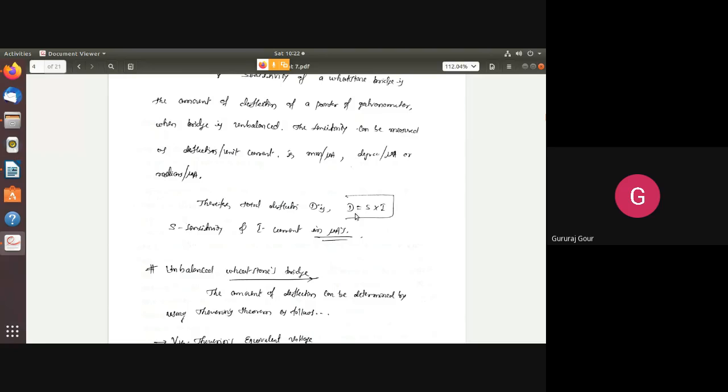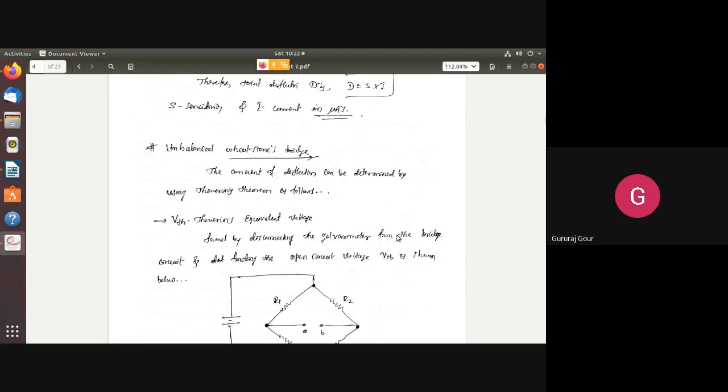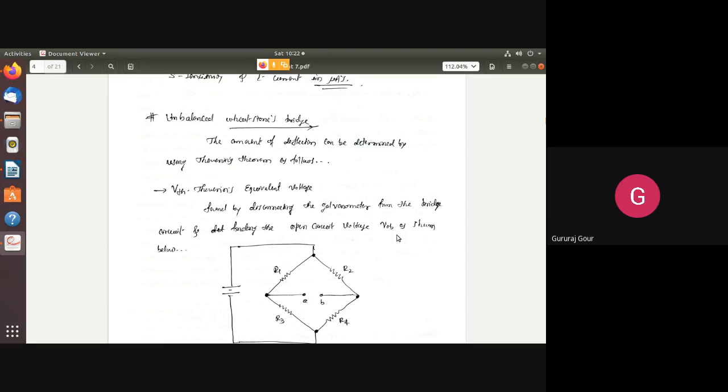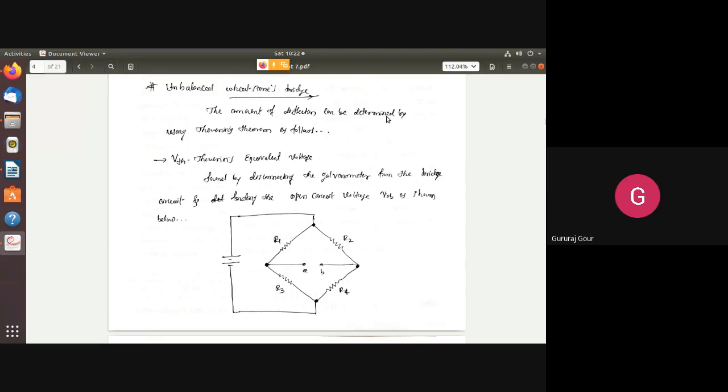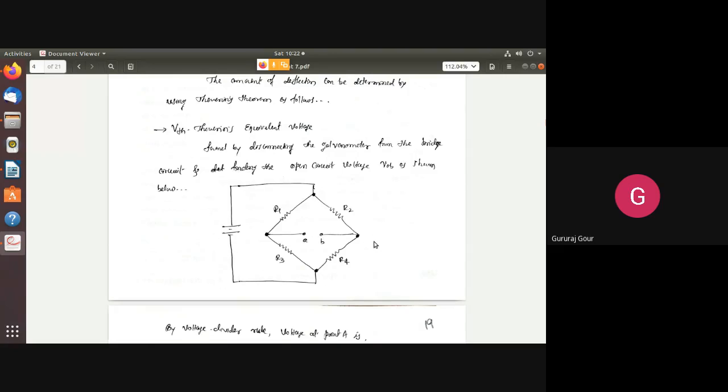So the sensitivity is given by this formula, the relation between the sensitivity and the deflection. D equal to, that is the total deflection, is equal to sensitivity into the current in terms of microamperes. So let us see how we can balance it out, the Wheatstone bridge, with the application of Thevenin's theorem. For the unbalanced Wheatstone bridge, the amount of deflection can be decided by applying Thevenin's theorem. By Thevenin's theorem, you may be conversant with this one.